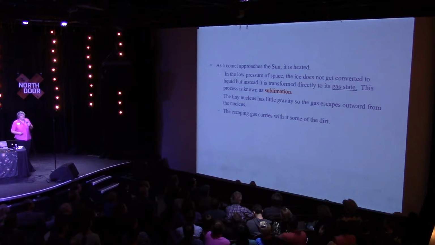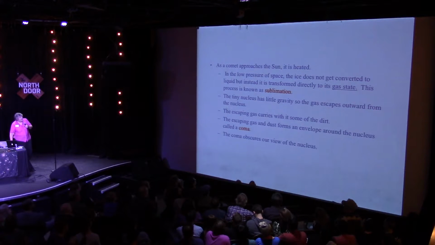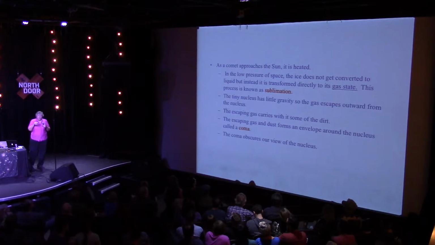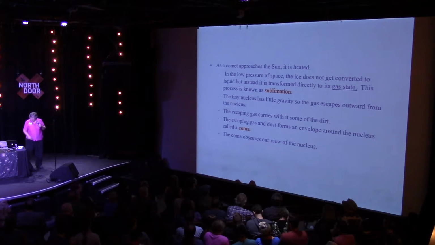The escaping gas carries with it some of the dirt. Remember I told you that 50% of it is this dirt stuff. So it forms an envelope around the nucleus, which is called the coma, and that's what I see from a telescope. I can't see the nucleus from the telescope because that silly coma gets in the way. Besides, the nucleus is too little to see from a telescope. So the coma obscures our view of the comet.